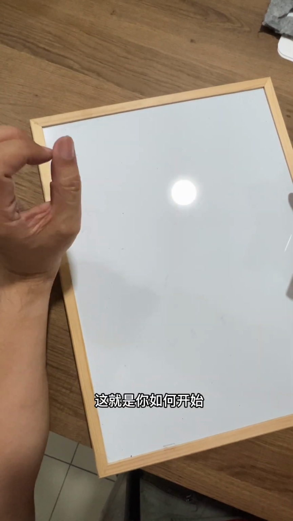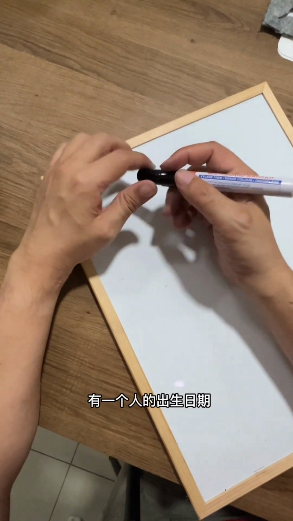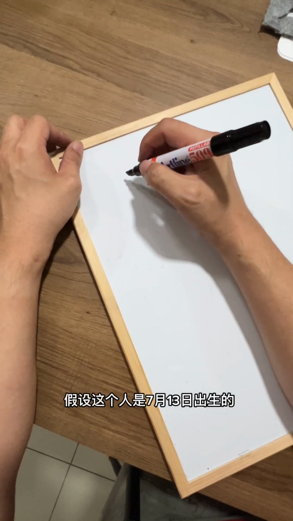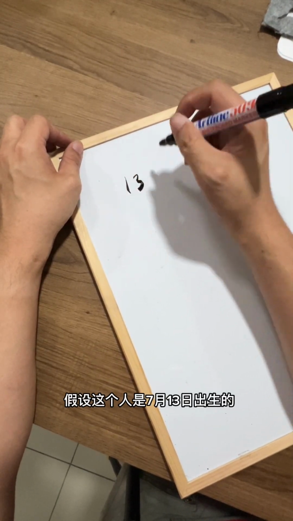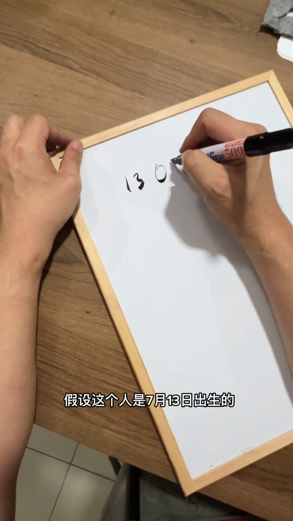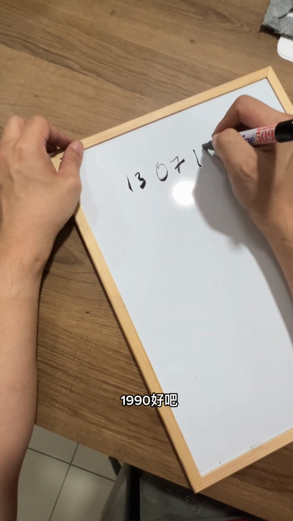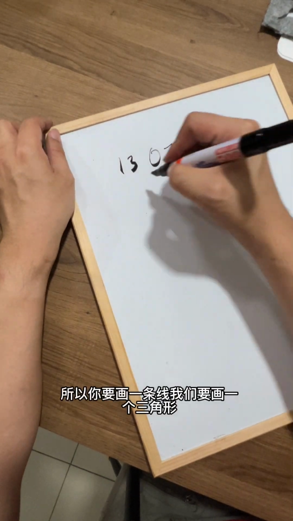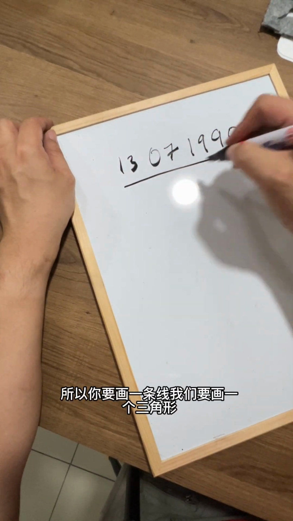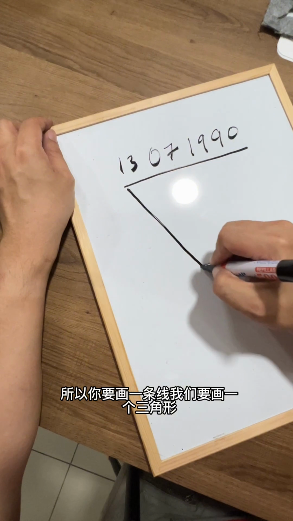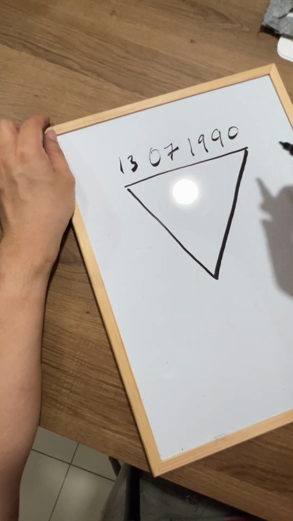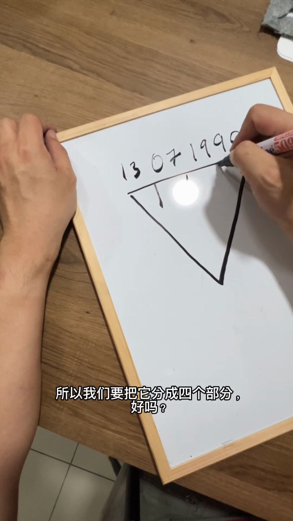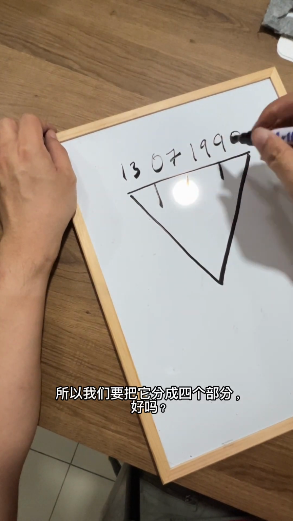And here is how you're going to begin with a person's birth date, assuming that this person is born on the 13th of July 1990. All right, so we're going to draw a line. We're going to draw a triangle. All right, so we're going to segregate this into 4 segments.